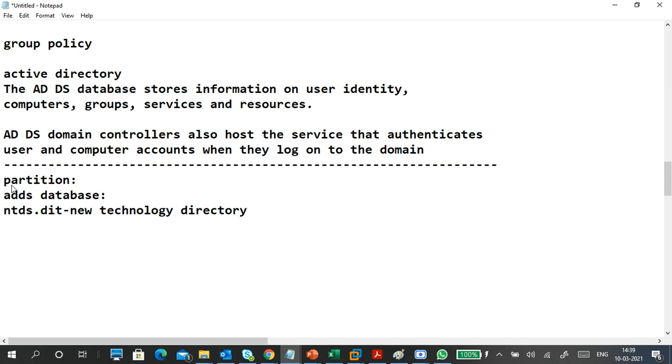Yeah, this is what I'm typing. Directory service. Directory information tree. Okay, new technology directory service. Directory information tree. So there is a dot.